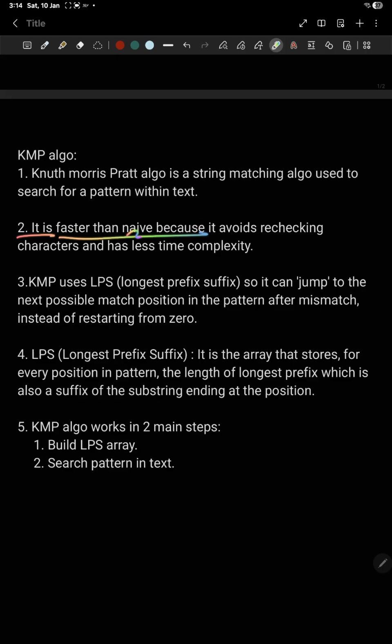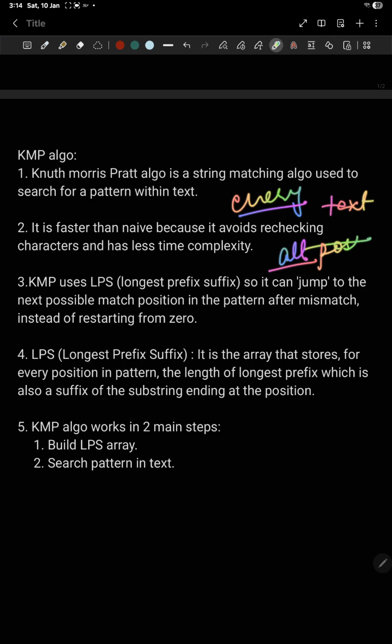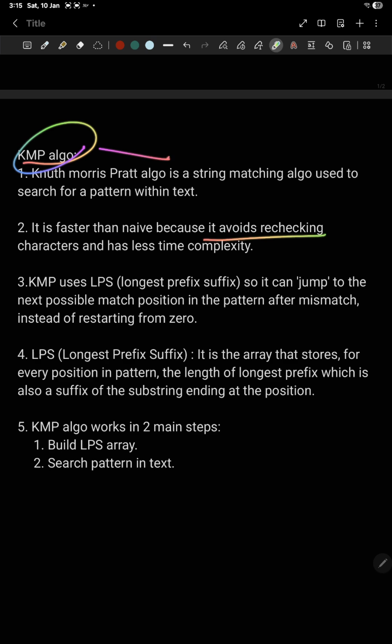This is faster than naive. Now what is naive? Naive is basically the primary string matching algorithm. It checks for every pattern in the text, trying all the possible positions one by one. So the KMP algorithm avoids rechecking characters, and therefore it has less time complexity.